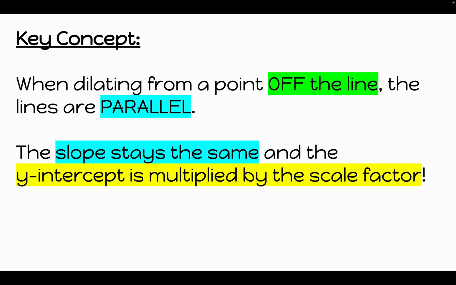Now, fill in the highlighted in the key concepts. When dilating from a point off the line, the lines are parallel. The slopes stay the same, and the y-intercept is multiplied by the scale factor. So we already know that parallel lines have the same slope. So if the point is off the line, you just multiply the y-intercept by the scale factor. Pause this video if you need more time. Moving on.